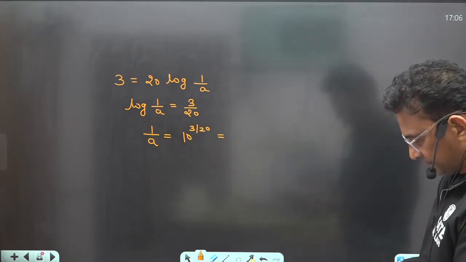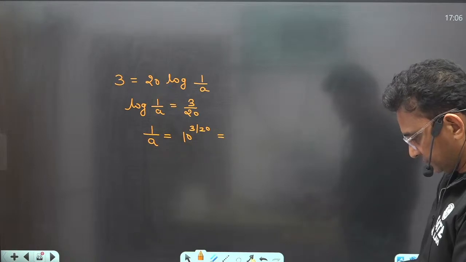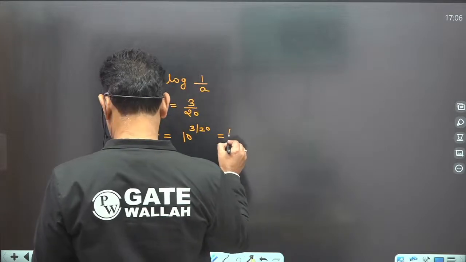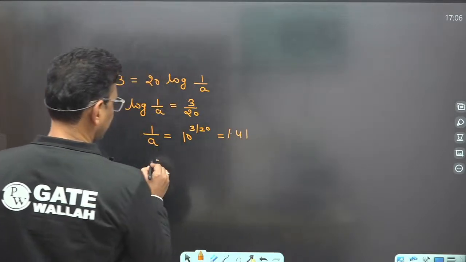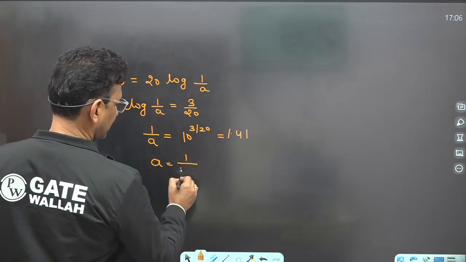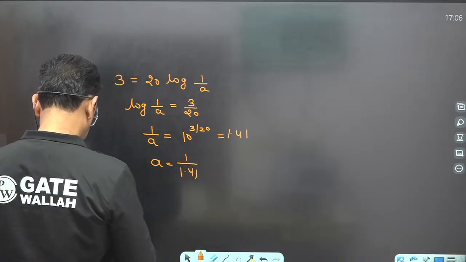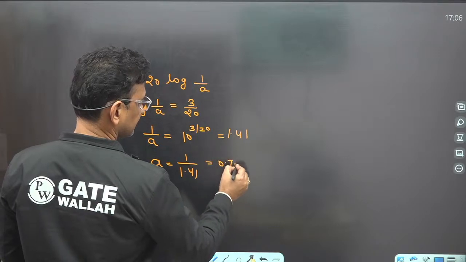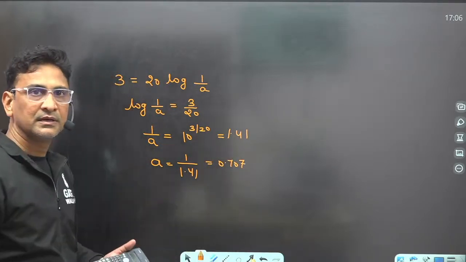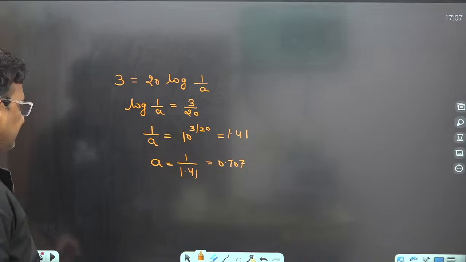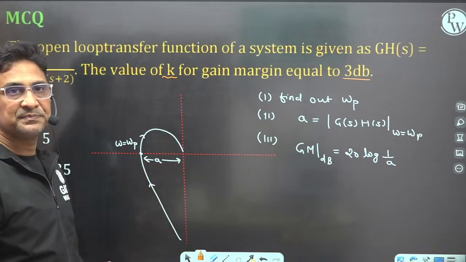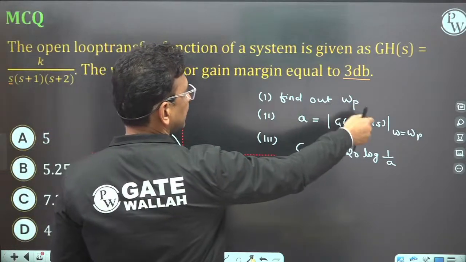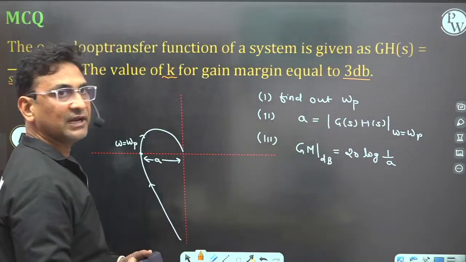What will be its value? 3 by 20 is 0.15, and 10 to the power 0.15 is 1.41. So A becomes 1 upon 1.41, that is 0.707. Clear? So 0.707 is this magnitude. And how to find this magnitude? First, we have to find out omega p, and at that omega p, find out the value of A.